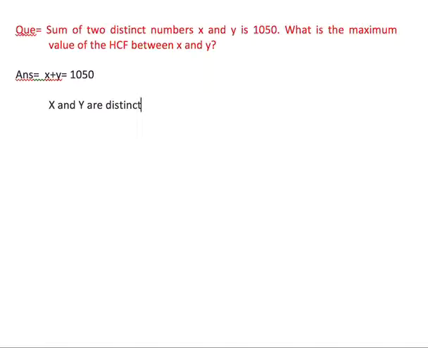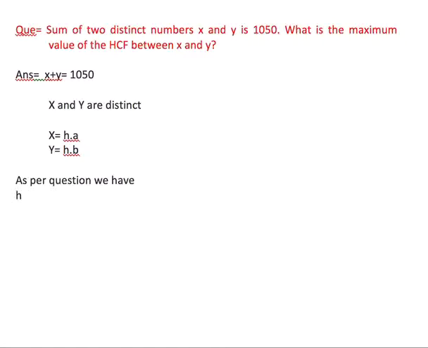Now what happens in this case? We take an example. Say x is equal to h into a, and what is h? H is the HCF, of course. Now what is y? y is equal to h into b. Now as per the question, we have x plus y is equal to 1050.